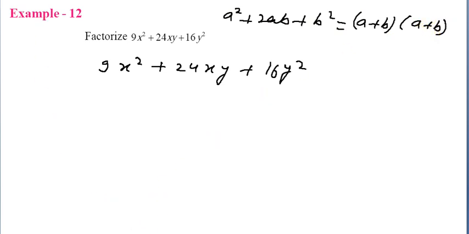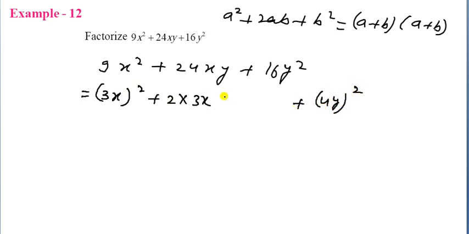Let us see how to apply this one. You have to write here 3x whole square, and it is 2 into 3x. What will be the other term? You can write here 4, 4 squared is 16, so it is 4y square. So you have to write here 4y. Let us check whether it is 24xy or not. 4 times 3 is 12, and 12 times 2 is 24. That one is correct, and here is xy. So that is the formula of 3x plus 4y whole square.